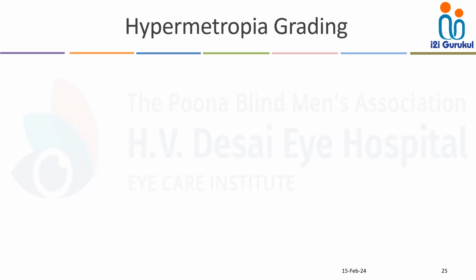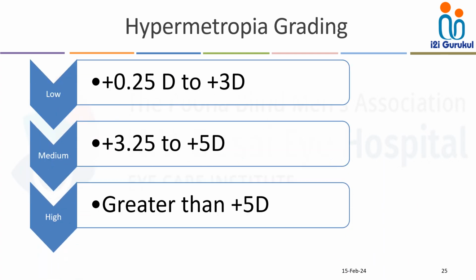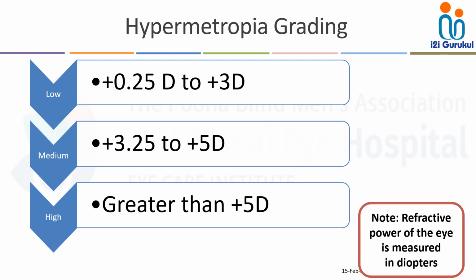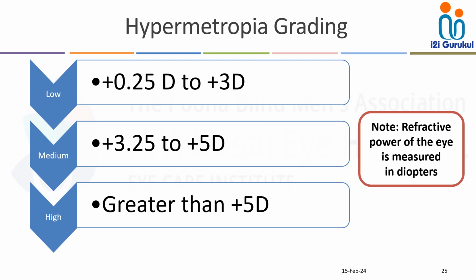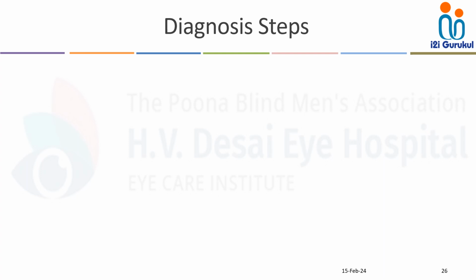So moving towards hypermetropia grading. We have three gradings here: low, medium and high. Low means 0.25 diopter to 3 diopter. Medium is 3.25 diopter to 5 diopter, and the higher one is greater than 5 diopter of refractive status. The D indicates diopter. The refractive power is measured in diopter. So now, how will you diagnose, and what are the steps in the diagnosis of hypermetropia?